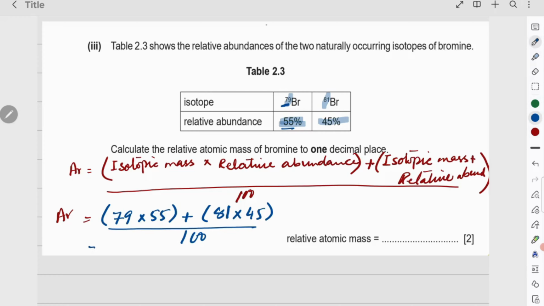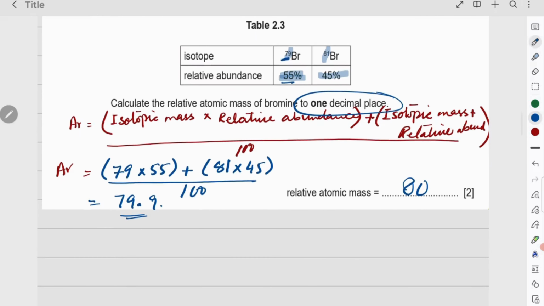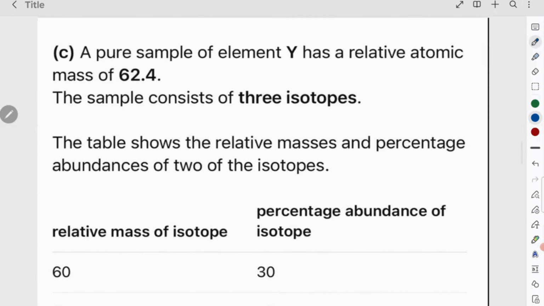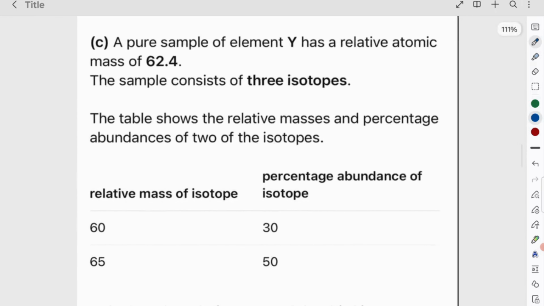So the answer is 79.9, but we have to give the answer to one decimal place, so it will be 80. This is the way through which we will calculate this question. The next one is a little tricky question.